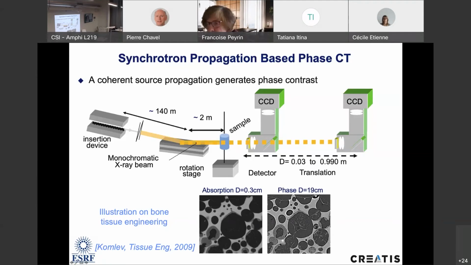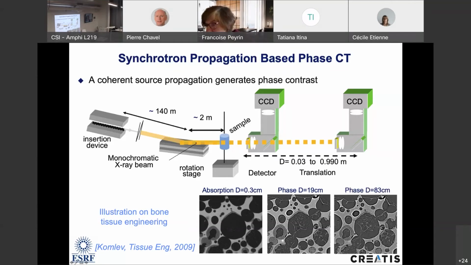This phase contrast, you can see it. For instance, if you look at the border of the object, you get a black and white feature, which is due to this phase contrast. And here, you could see only black, and you could think that it was just a pore, but actually here you see something in the pore, and actually it is soft tissue. So with this phase contrast imaging method, you are more sensitive not only to bone, but also to soft tissue. And if you push the detector further away, you have even more phase contrast.